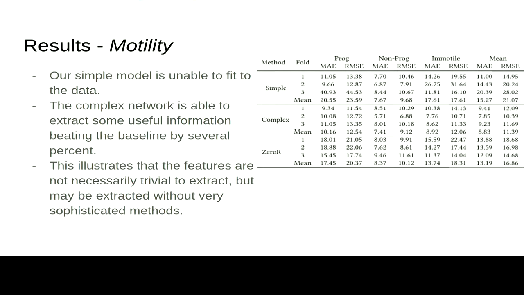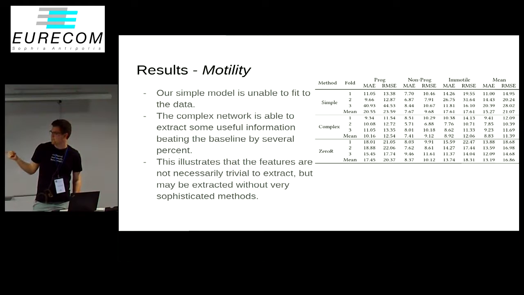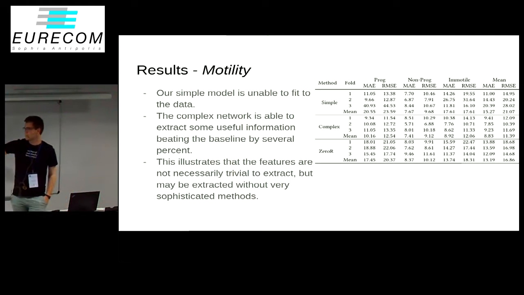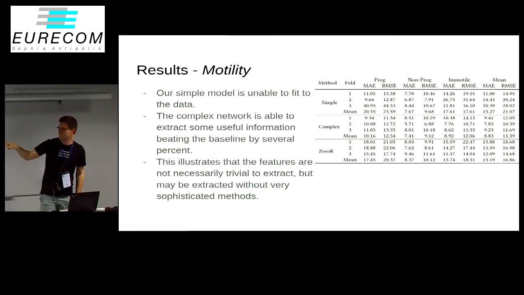So our results for motility. Clearly, the simple model is unable to learn anything, especially in the third fold. It gets really horrible scores for some reason. While the complex model is actually able to get very decent scores, I think. A lot better than the 0R. And this illustrates that, of course, the features aren't that obvious as I described earlier. But they're still able to be perceived by a relatively complex model.